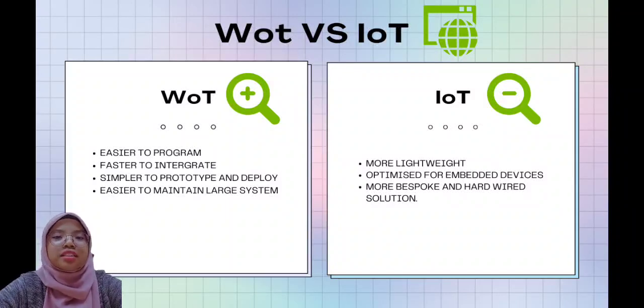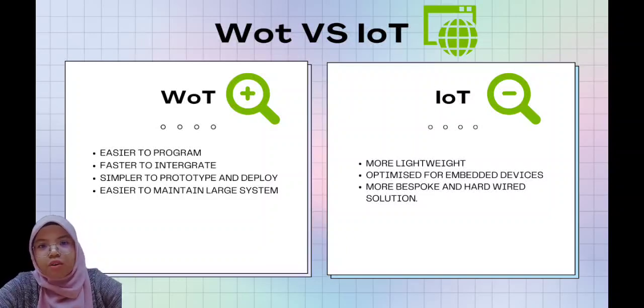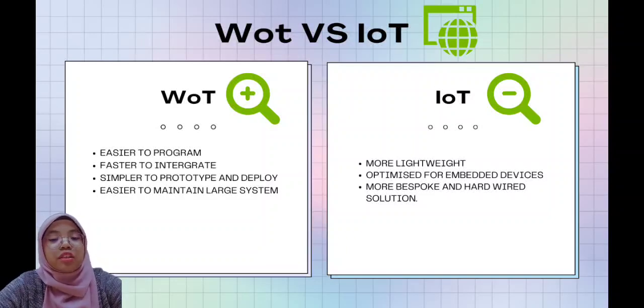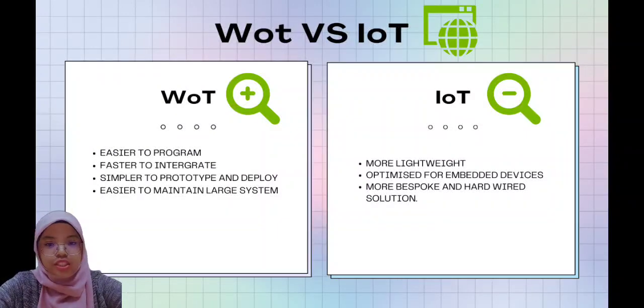The next slide is about WoT versus IoT. What are the differences between WoT and IoT? WoT is easier to program, faster to integrate, simpler to prototype and deploy, and also easier to maintain large systems. While IoT is more lightweight, optimized for constrained devices, and more bespoke and hardwired solutions.